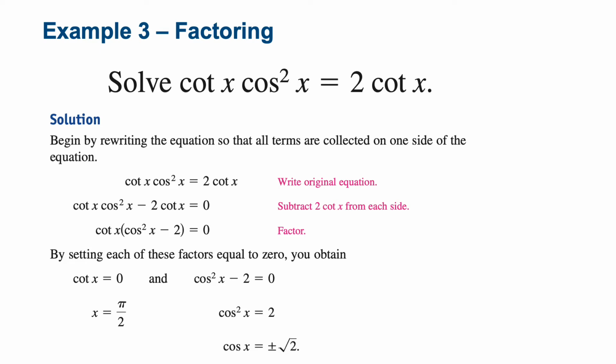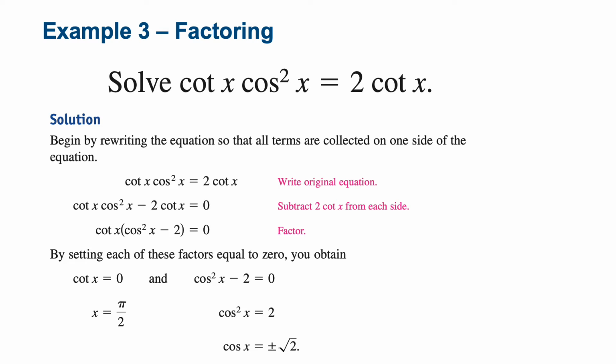It's cotangent x, yeah? So let's factor it out. What are we left with? We're left with cotangent x on the outside of the parenthesis. On the inside, we're left with cosine squared of x minus 2, okay? Let me close parentheses. Now we have 2 factors that equal 0. And remember the zero product property, we set each factor equal to 0 and then solve, yeah?